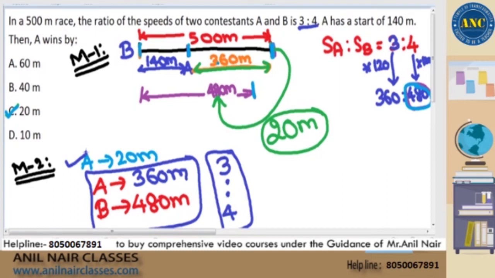I hope it is clear. A is covering a distance of only 360. B is covering a distance of only 480. 360 to 480 should give me the ratio which is given in the question. If it is matching, my assumption is right. If it is not matching, go for the next option. Simple and straight. I hope everyone is clear with the logic, sir.